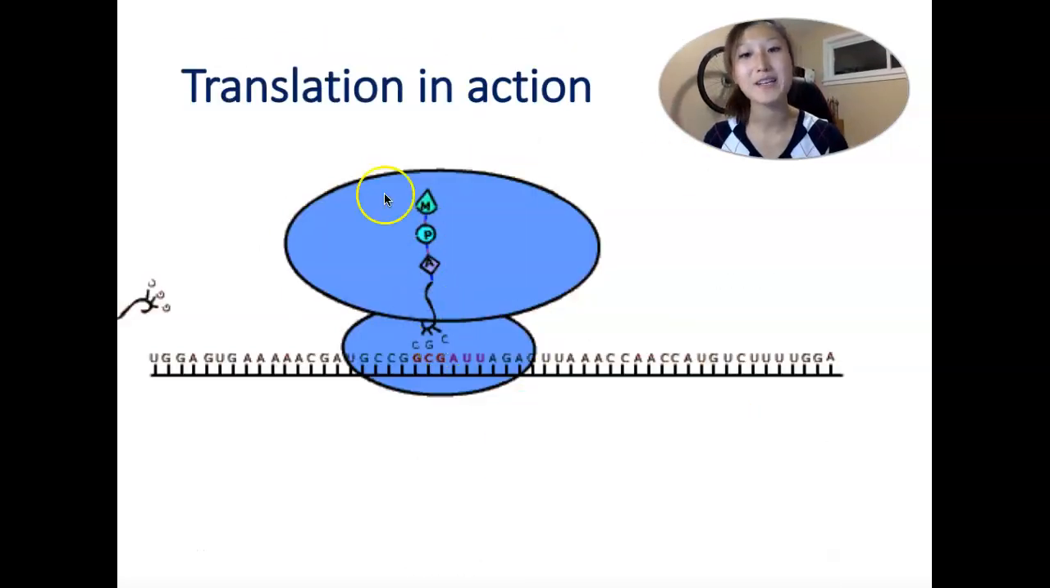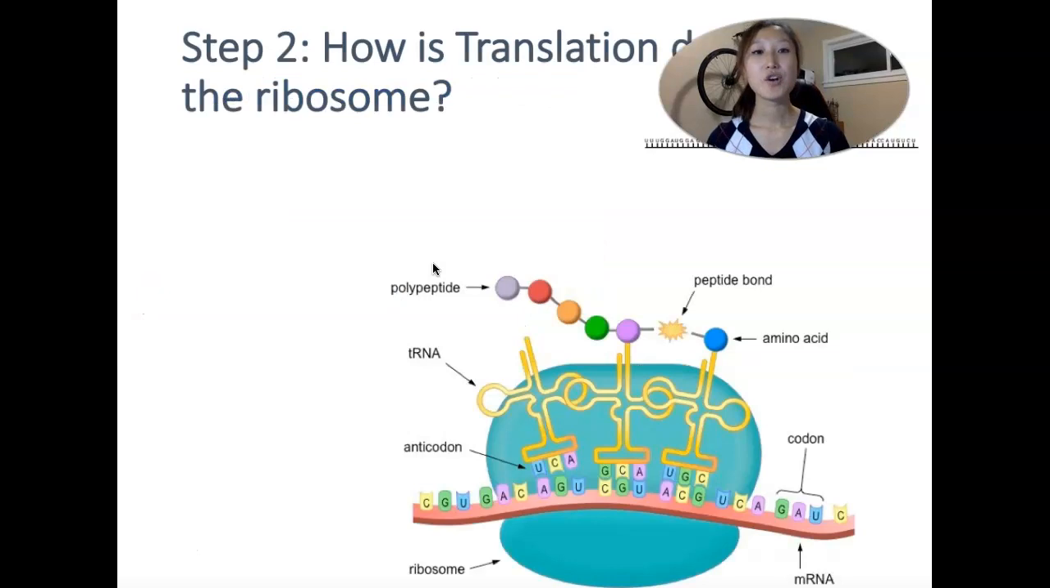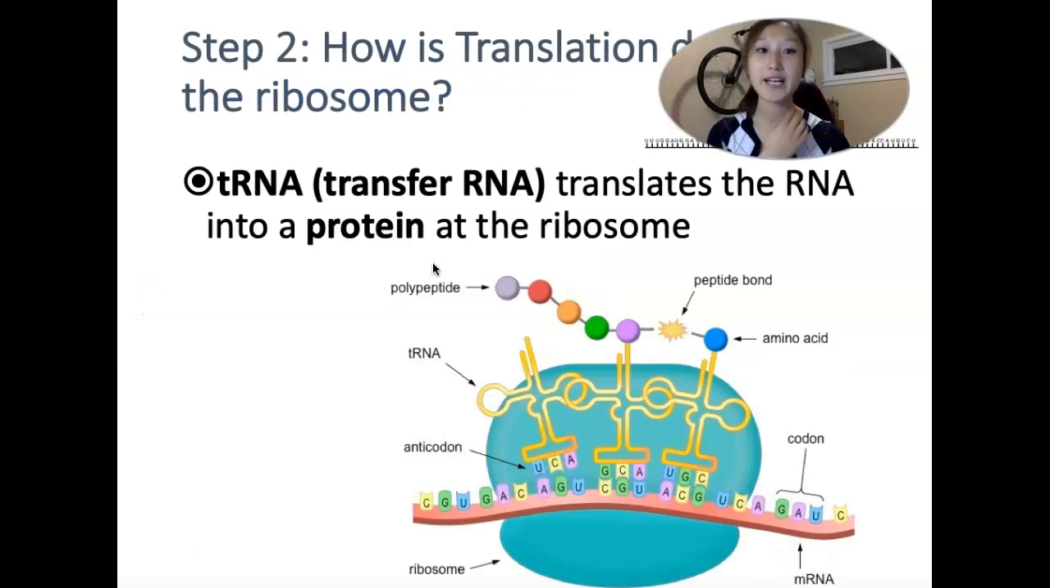You have a tRNA coming in to this ribosome, 3 bases being read at a time. This is the codon, this is the anticodon, and we have amino acids being carried and transferred, and they're being attached together, okay? So how is translation done? We have tRNA translating the RNA into a protein at the ribosome. Again, if you look at this picture, we have the codon, we have the anticodon.